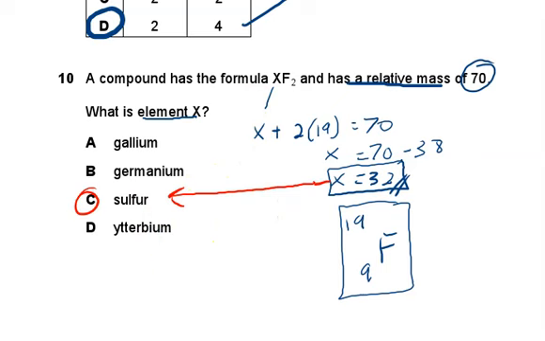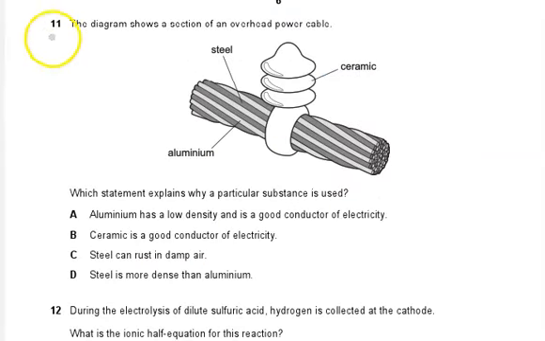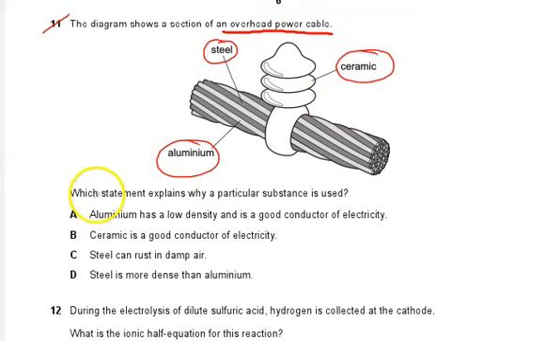Now let us go for number 11. The diagram shows a section of an overhead power cable. This is ceramic, steel, and also aluminium. Which statement explains why a particular substance is used? So let us start with A. Aluminium has a low density and is a good conductor of electricity. Yes, so we keep it aside first.